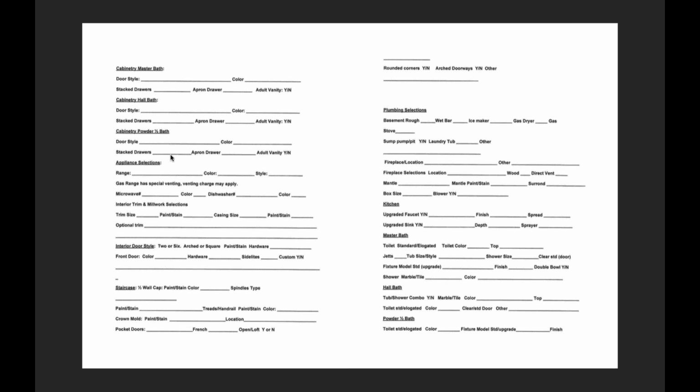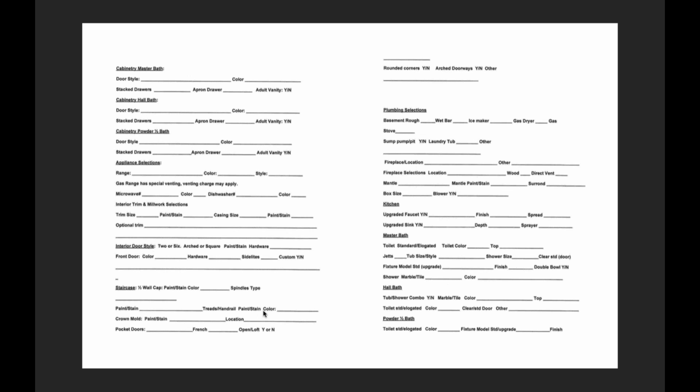Do they want stack drawers? Do they want apron drawers? So there is a lot to it. A lot to it. Do they want their doorways rounded? Another big thing that I would almost make a must for any particular buyer is the basement roof. Do they want a half bath? Do they want a 3/4 bath? That's always really nice for them to do in the beginning of the construction. Upgraded faucets, elongated toilets, toilet color. I mean, here we go.